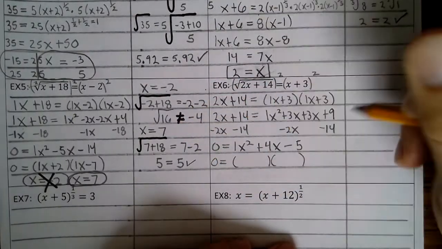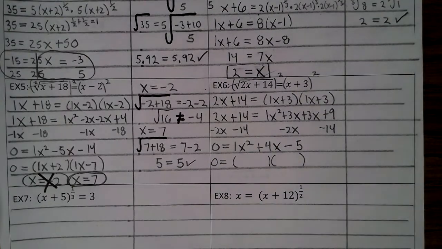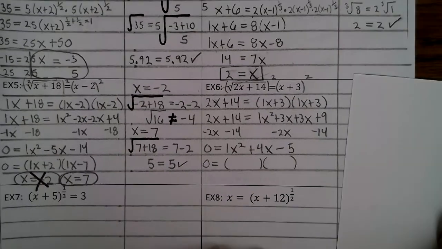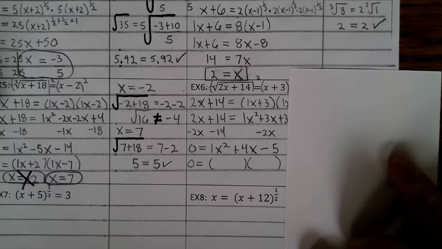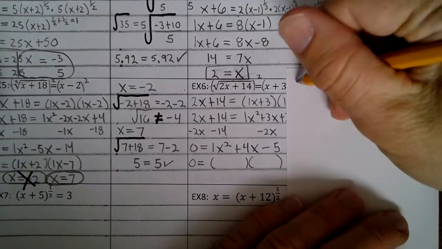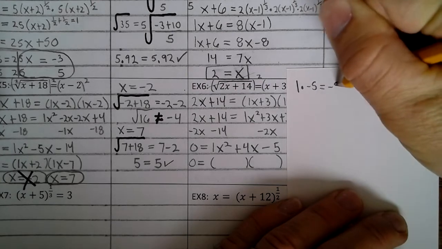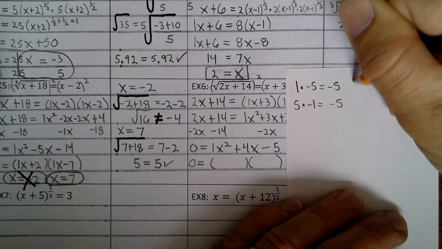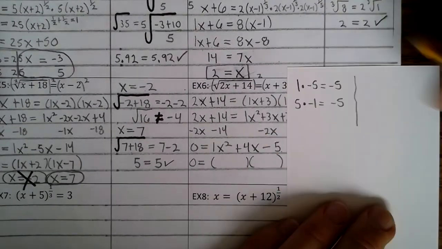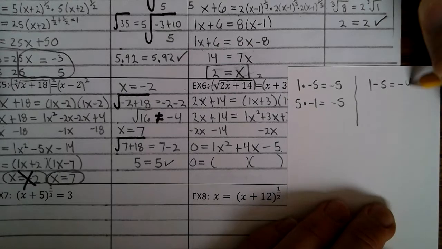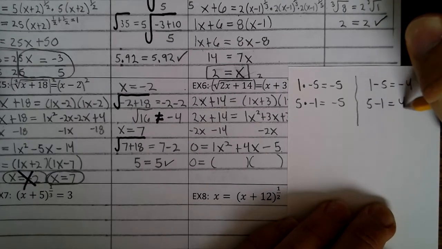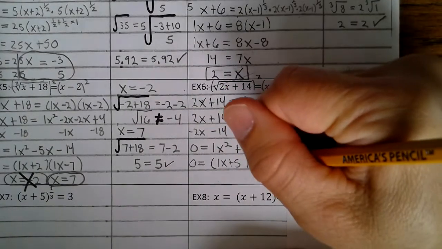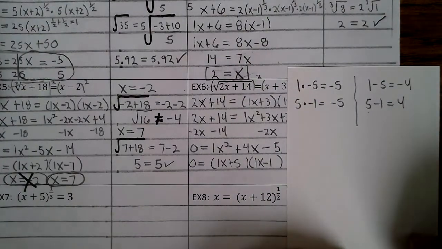All right. So we need to first find all the combinations to make negative 5. So 1 times negative 5 is negative 5. 2 doesn't work. 3 doesn't work. 5 times negative 1 is negative 5. Now we need to combine to make 4. So 1 minus 5 is negative 4. That doesn't work. 5 minus 1 is 4. That works. Our factors are x plus 5 and 1x minus 1. All right, so you set those equal to 0. So 1x plus 5 equal to 0, 1x minus 1 equal to 0. So x equals negative 5 and x equals 1.